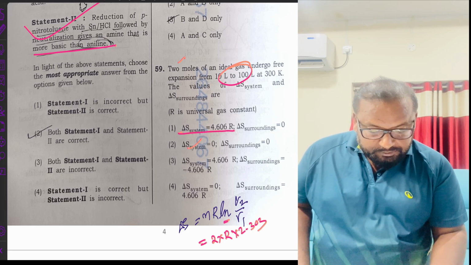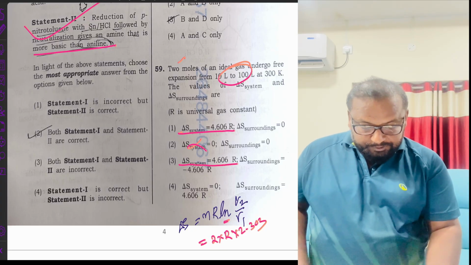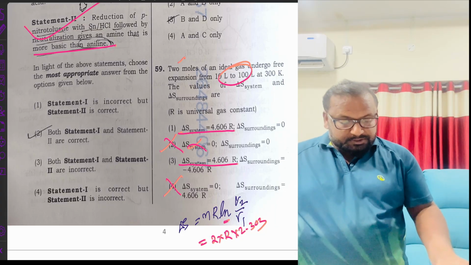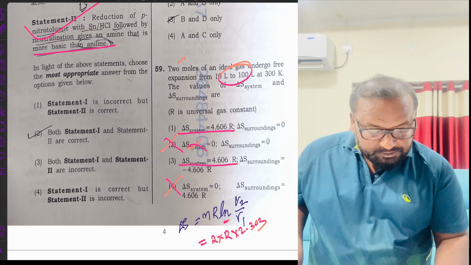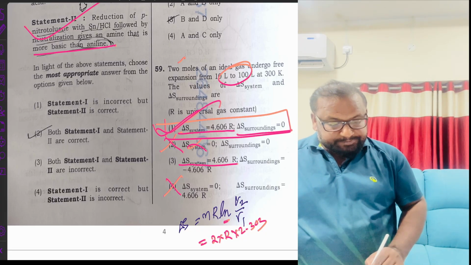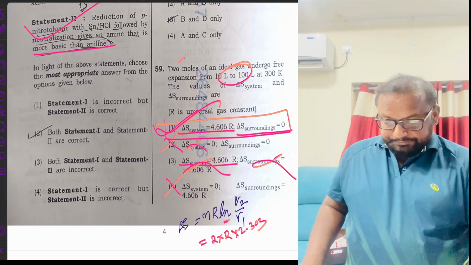So this one is out. This one is also correct options. So option 4 and option 2 are out of race. Of course, surroundings are delta S of surroundings are always 0. So this first option is the right answer for the question. Right?